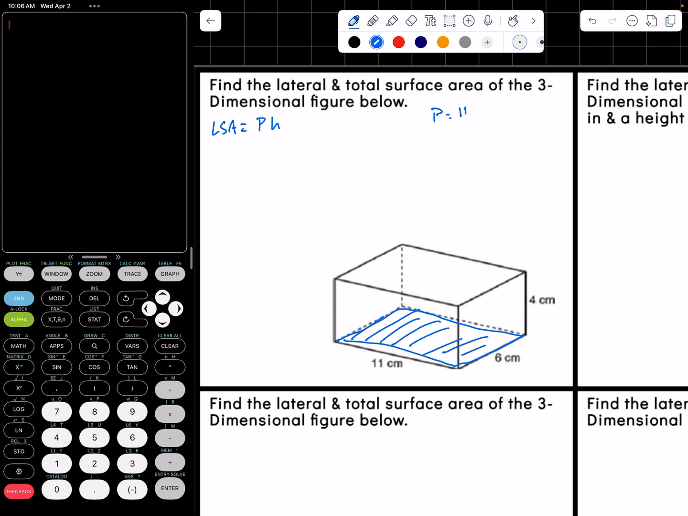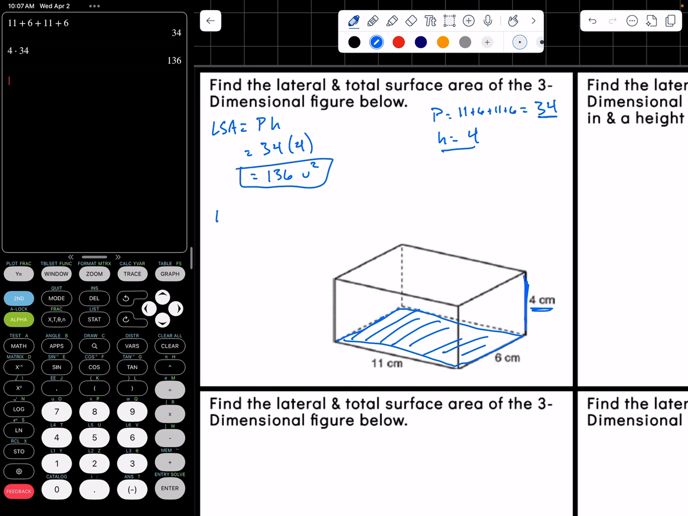So my perimeter is going to be 11 plus 6 plus 11 plus 6, which is 34. My height is going to connect those bases. So my height is going to be 4, and I'm going to utilize that information right here. So I've got 34 times 4, which is going to give me 136. So I have 136 units squared for my lateral surface area.